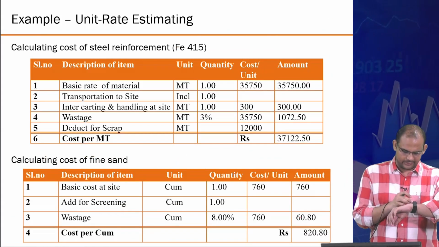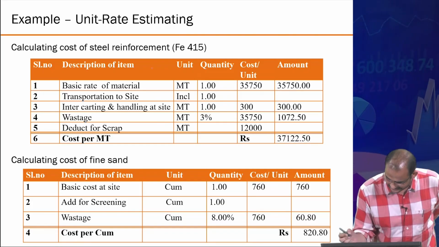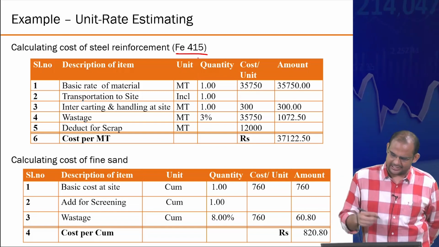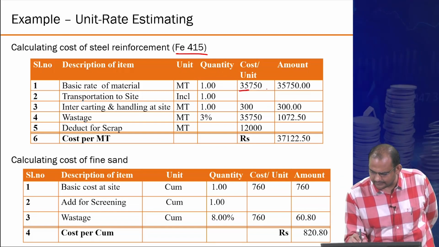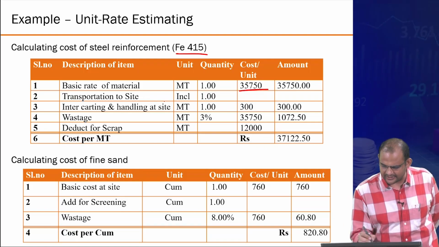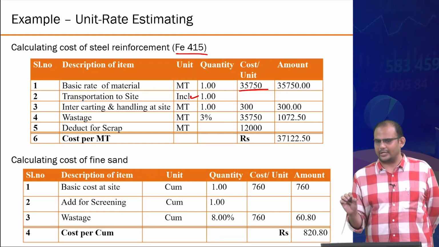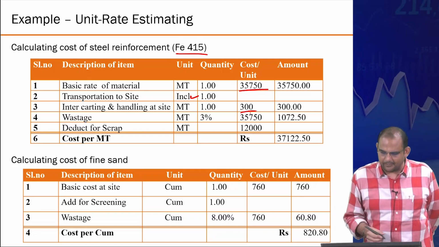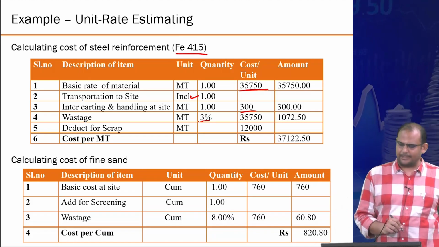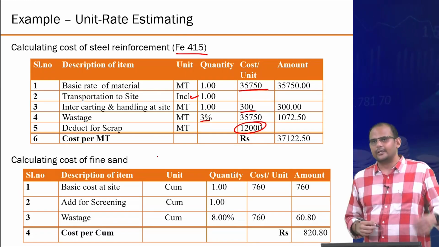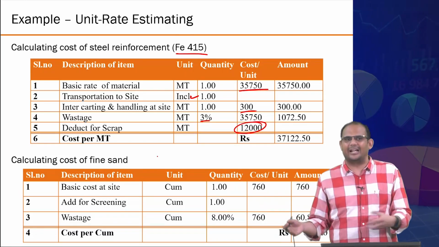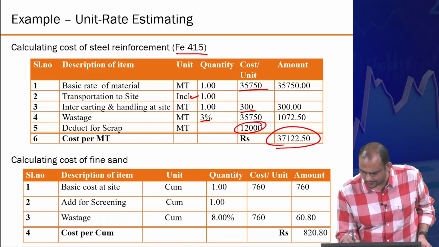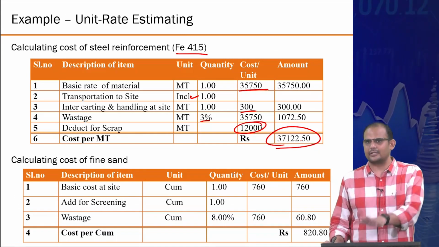Similarly, you can also have reinforcement. Let's say 1 metric ton of Fe415, which is the type of steel grade, essentially rebar of that. So this is coming out to be some 35,750 rupees. Transportation to site, let's say it is already included. It is not additional information. Handling, whatever, this 300 rupees is given to you, you could estimate again how many rebars and all. Wastage is 3%. Deduct for scrap, because again, all these small bar pieces you are finally reselling, maybe you are getting some money for that. So around 12,000 rupees.